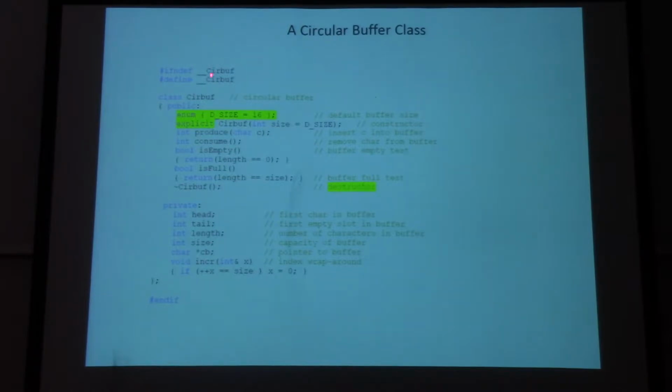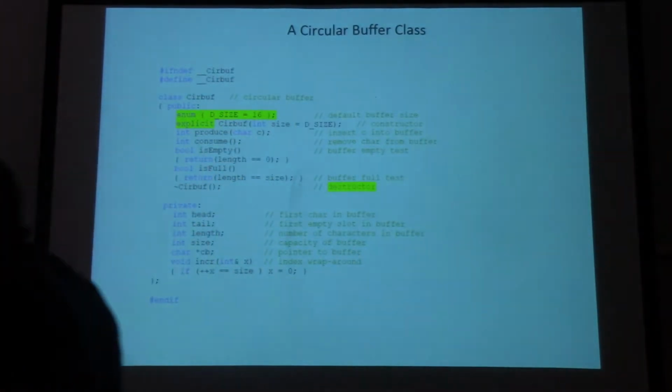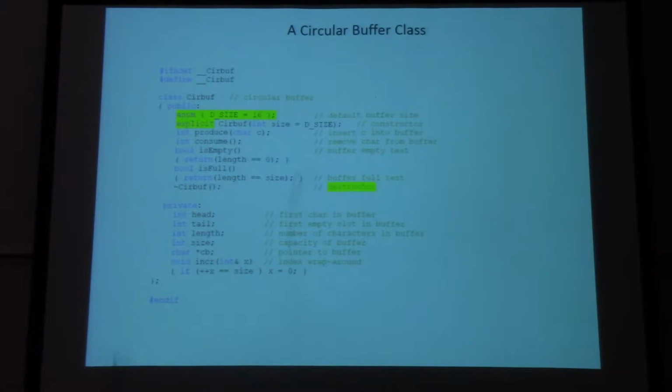When does the circular buffer destructor get called? Garbage collection? No garbage collection in C++. But that's a great guess. They didn't come up with that idea yet. So the answer is, it gets called when the circular buffer object goes out of scope.